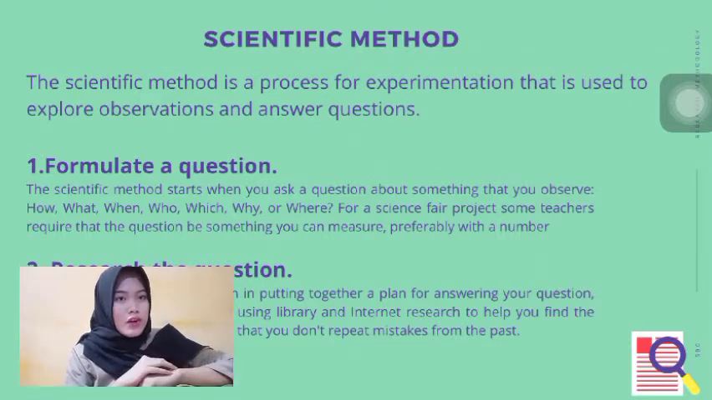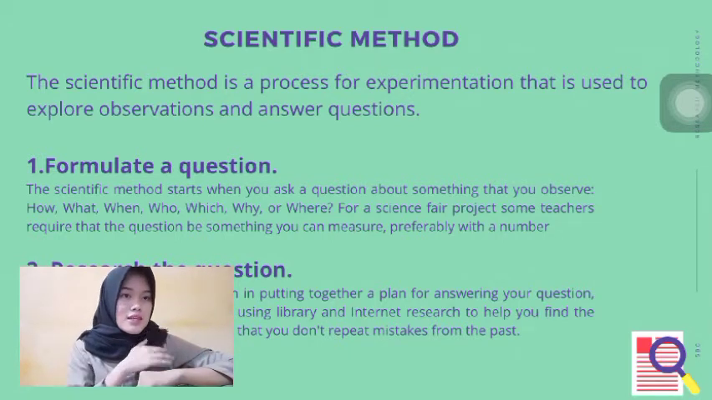The first thing you have to do in scientific method is you have to formulate a question. The scientific method starts when you ask a question about something that you observe, like how, what, when, who, which, why, or where. The second thing you have to do is research the question.